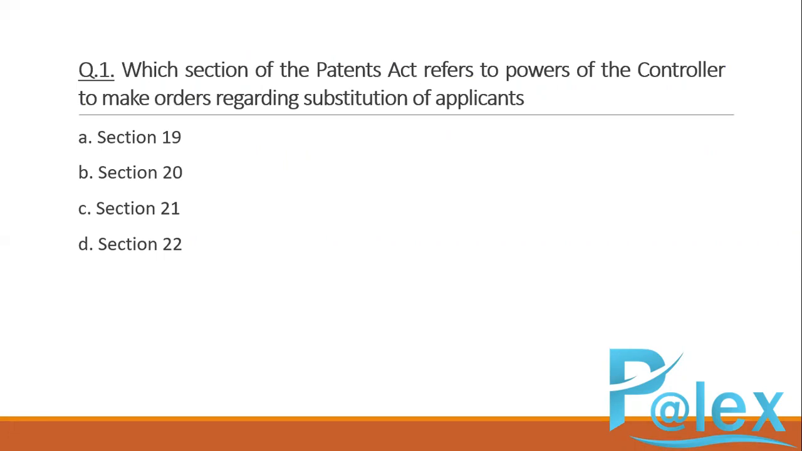So to start with, question number 1, which section refers to power of controller to make orders regarding substitution of applicants? The options are section 19, 20, 21, and 22. The correct answer for this is section 20.